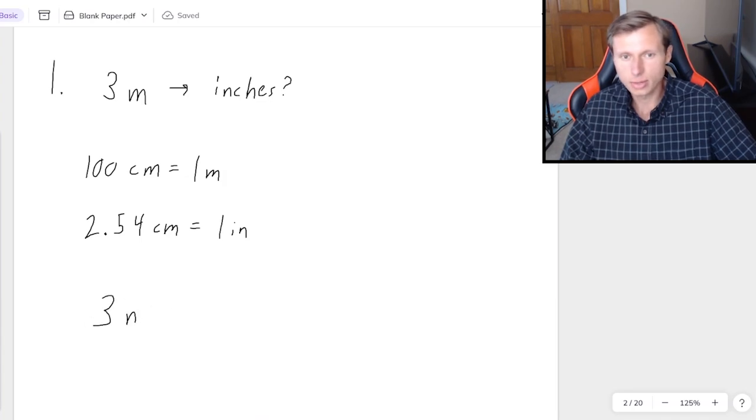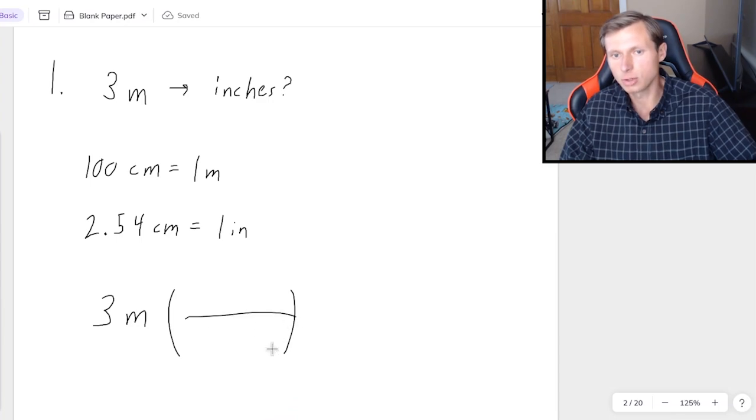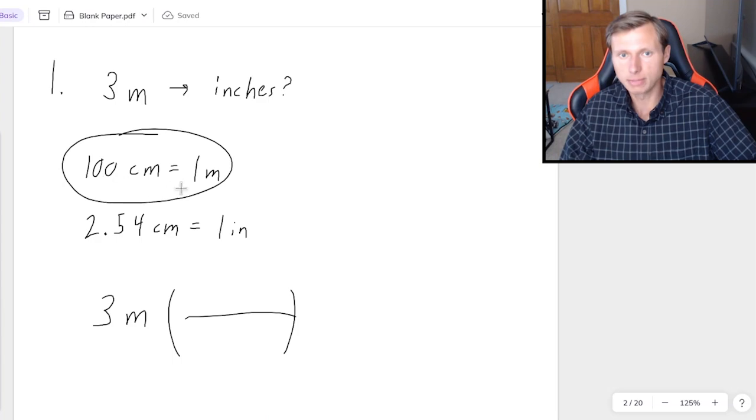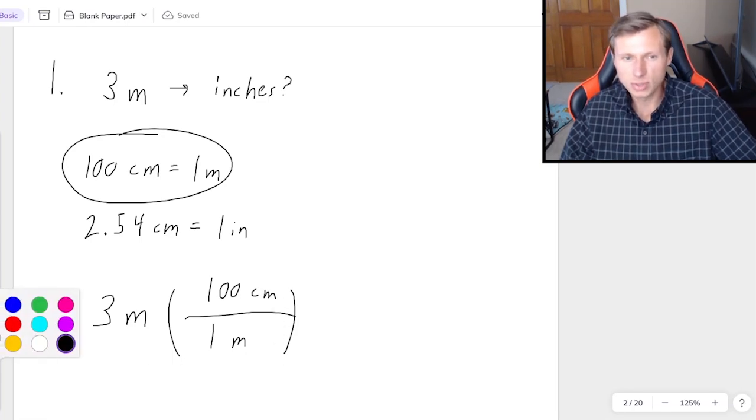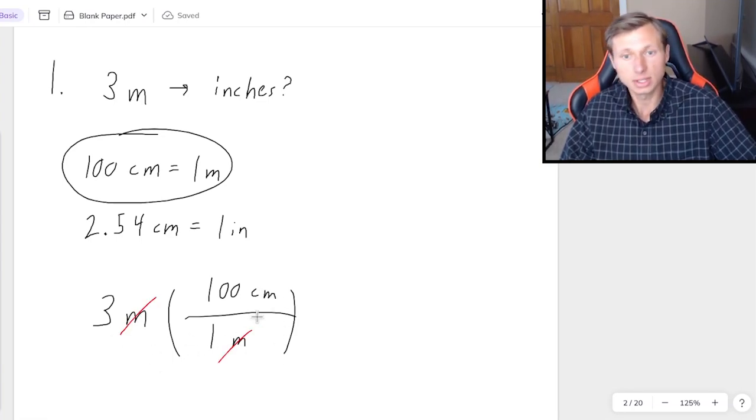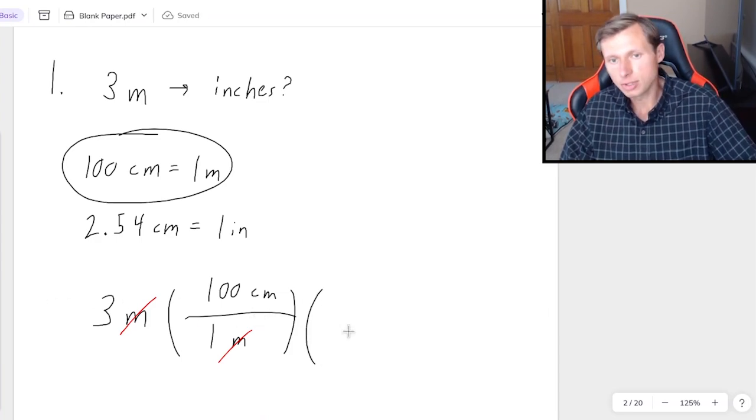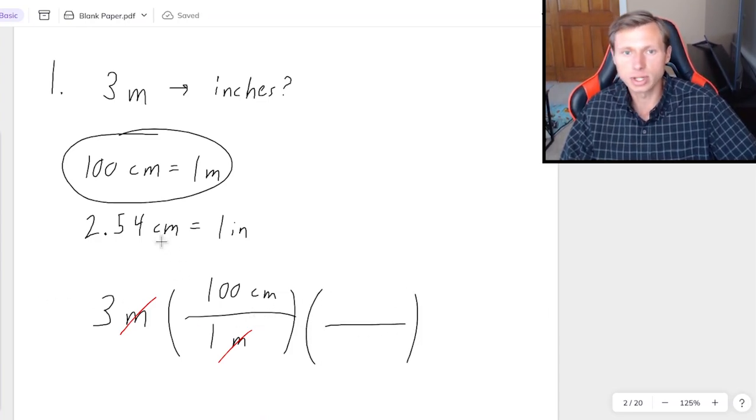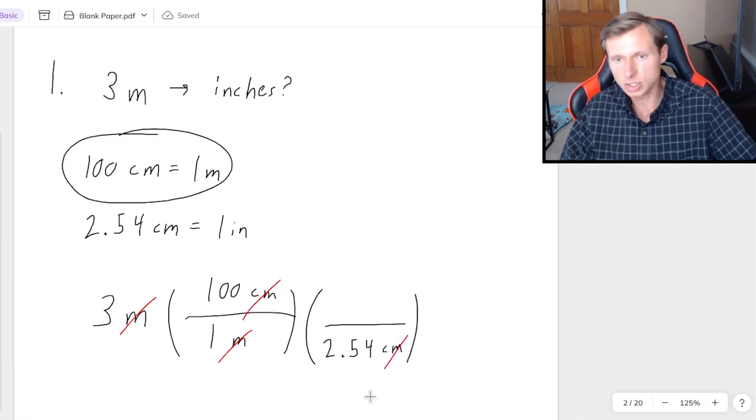I start with 3 meters, and dimensional analysis basically boils down into conversion factors. What I mean by that is, the first one is this one, 100 centimeters equals 1 meter. I want to put 1 meter in the denominator and 100 centimeters in the numerator. And the reason why I want to do that is because meters will cancel out, leaving me with centimeters. And then for the second conversion factor, that's where I go from centimeters to inches. So here I'm going to put centimeters in the denominator this time. So again, it can cancel, and 1 inch goes in the numerator.